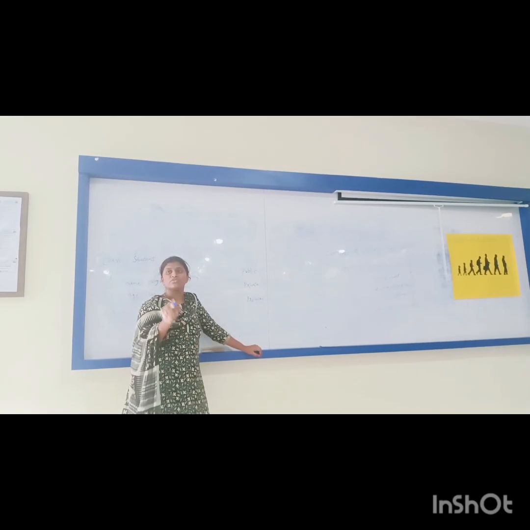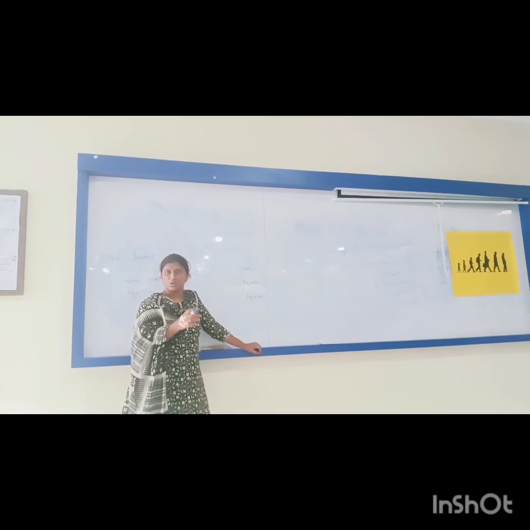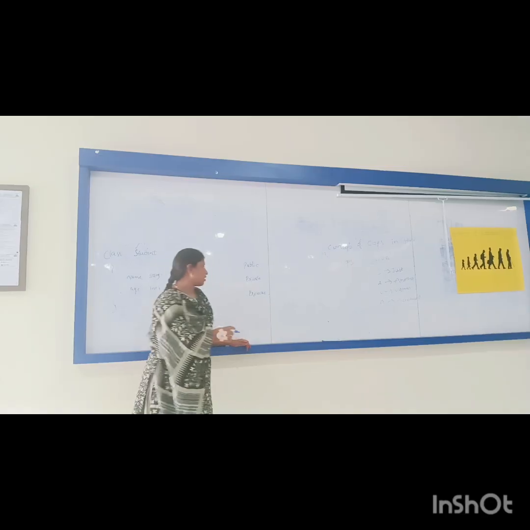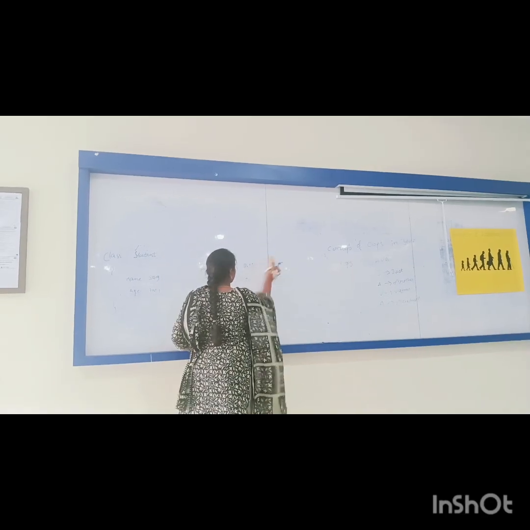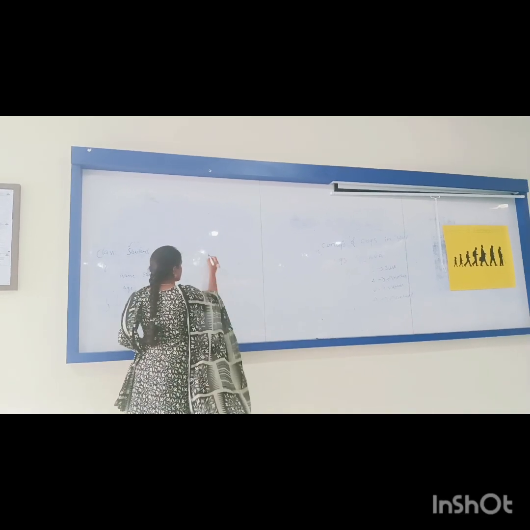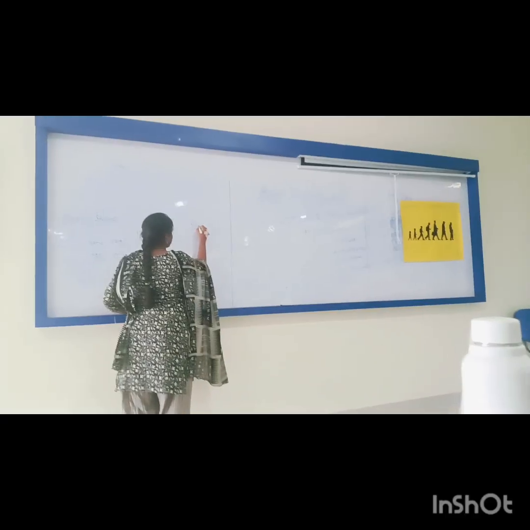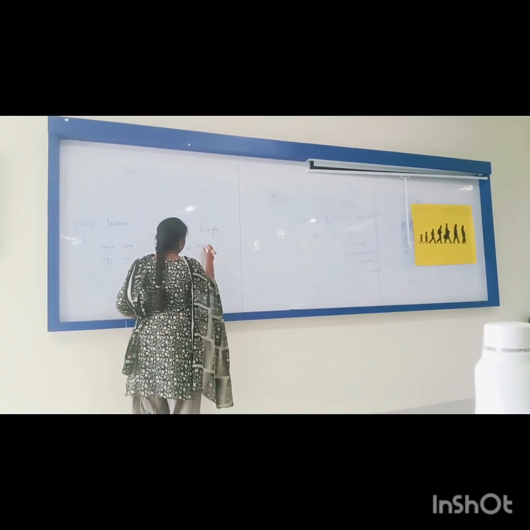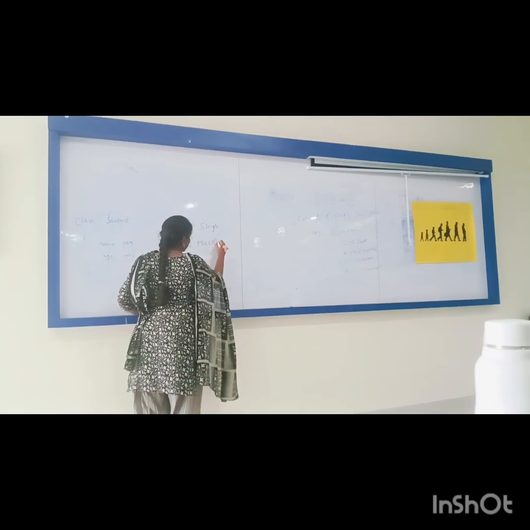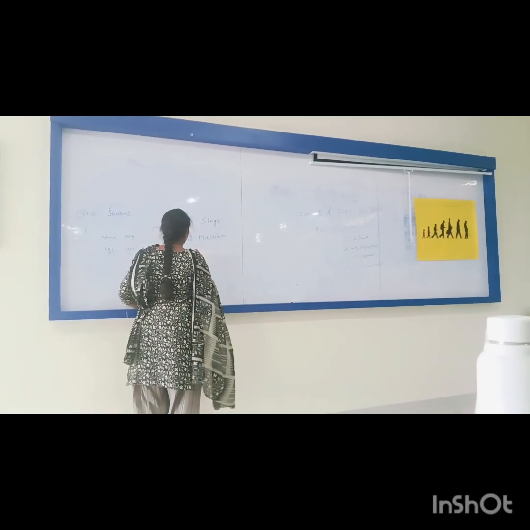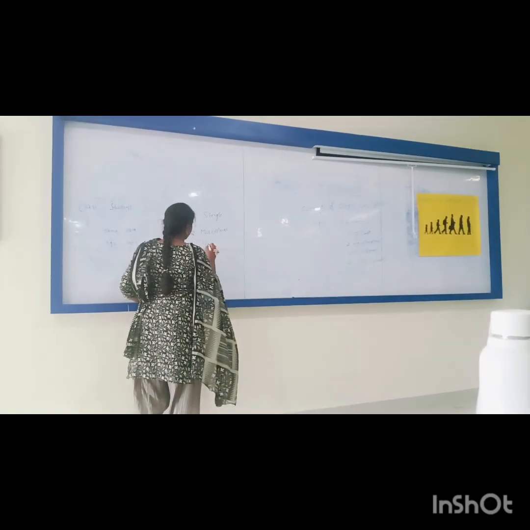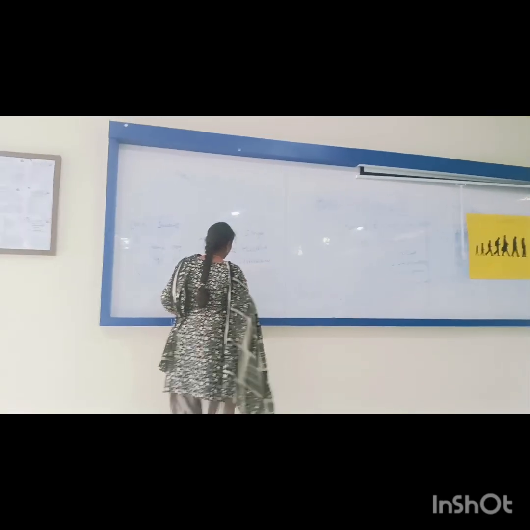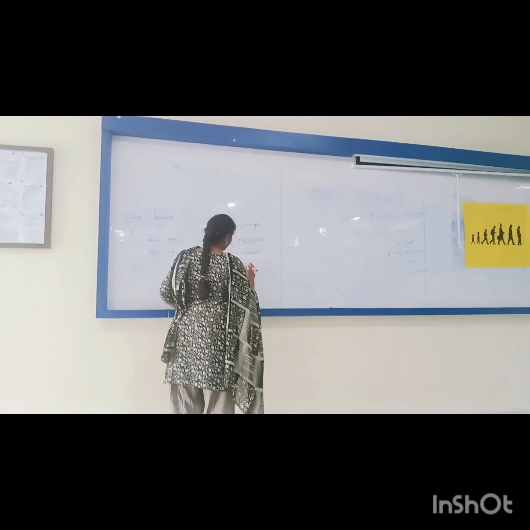And next, inheritance. Inheritance is one of the core concepts in OOPS. It has four types. First one is single inheritance. Second, multi-level inheritance. Third, hierarchical inheritance, and fourth one is hybrid inheritance.